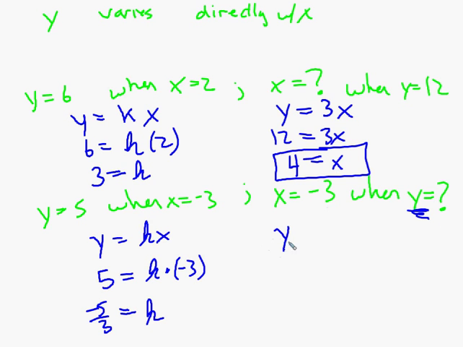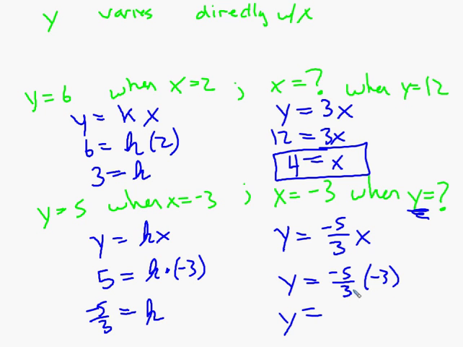So I go back to my formula. y equals negative 5/3 x. I replace x with its equal. And you can use your calculator to help if you need. But in the end here, after cross-canceling, I get positive 5. So that's my answer.